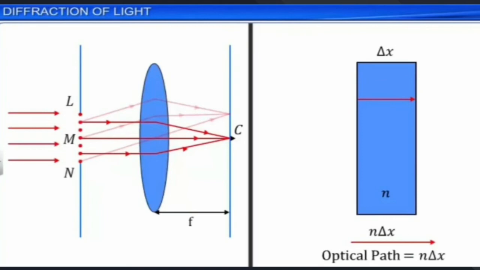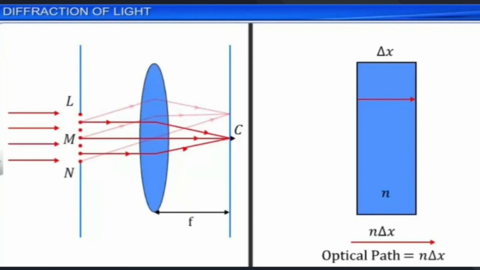When we look at the path difference while obtaining the conditions for interference fringes or diffraction fringes, we are concerned with the path difference. The path difference will be the same because the optical path is the same for all the waves which are passing through the lens.